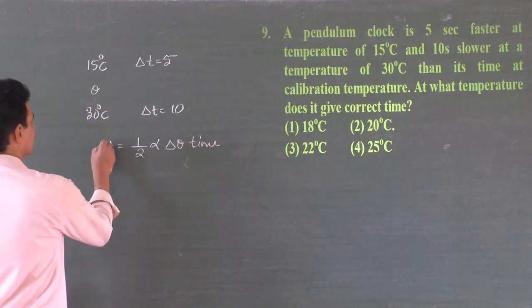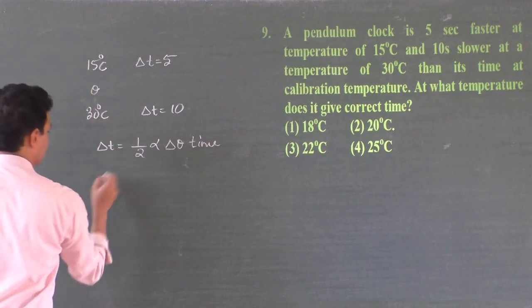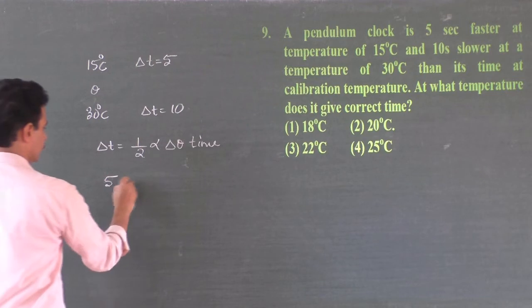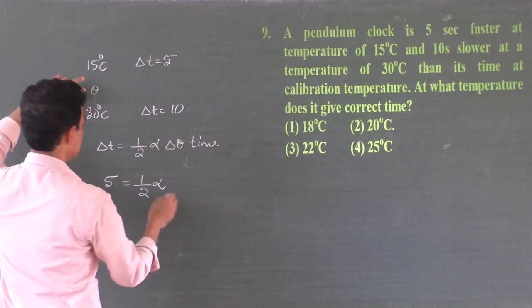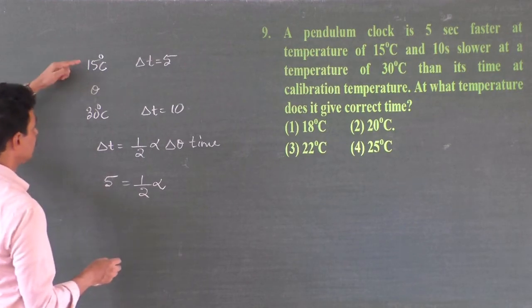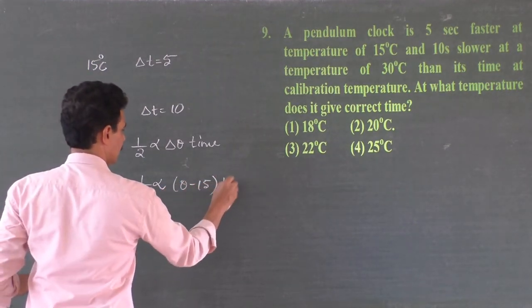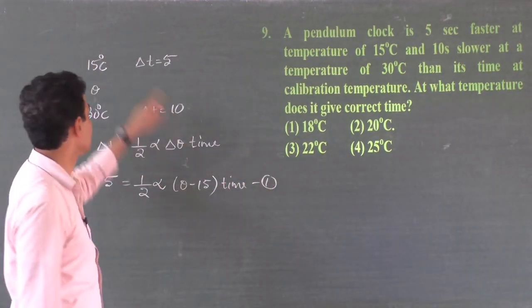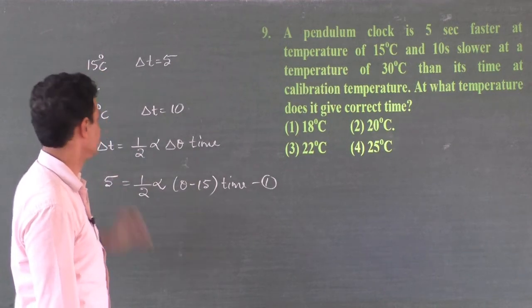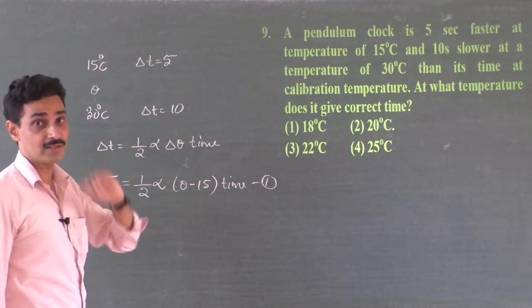Delta T, shall I write this one here? At 15 degrees Celsius, 5 seconds is equal to half alpha delta theta. Delta theta here is change in temperature. From theta it is 15, so theta minus 15, right? Correction time is a constant one. First equation, say per day. Every day it moves 5 seconds faster. But at 30 degrees centigrade, every day it moves 10 seconds slower.